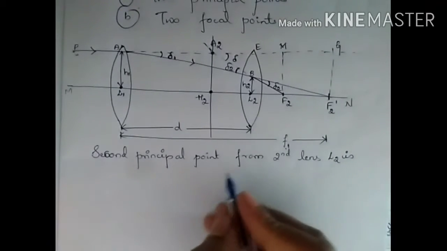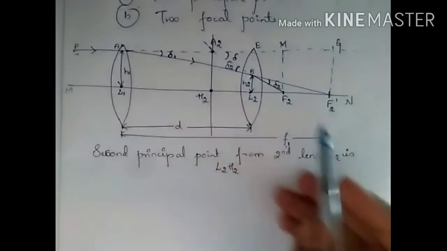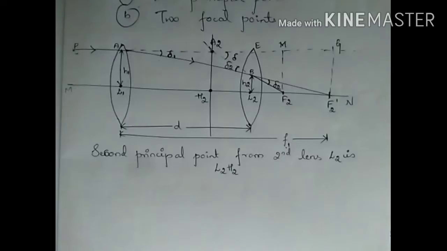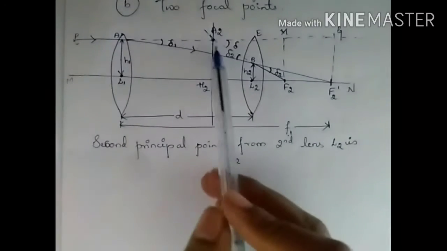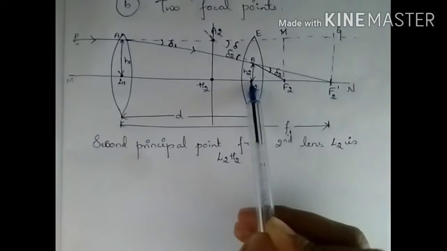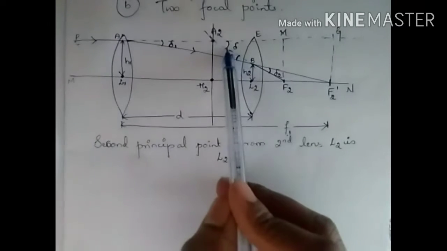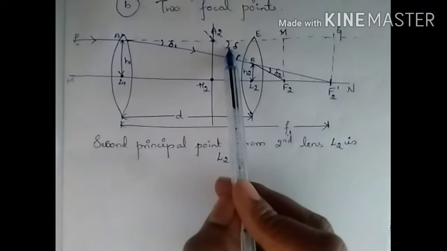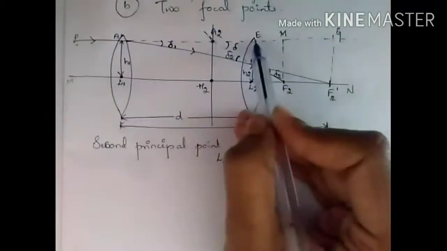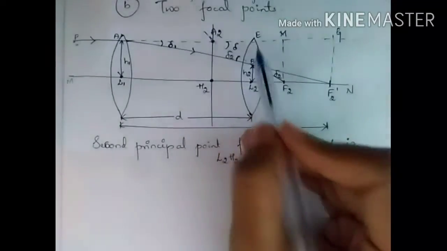Is L2H2. So this is the distance L2H2. So from the diagram you can see AE is equal to L2H2 and AE has an angle delta. Now if you consider the triangle BEA2, imagine there is a perpendicular line from E to B.